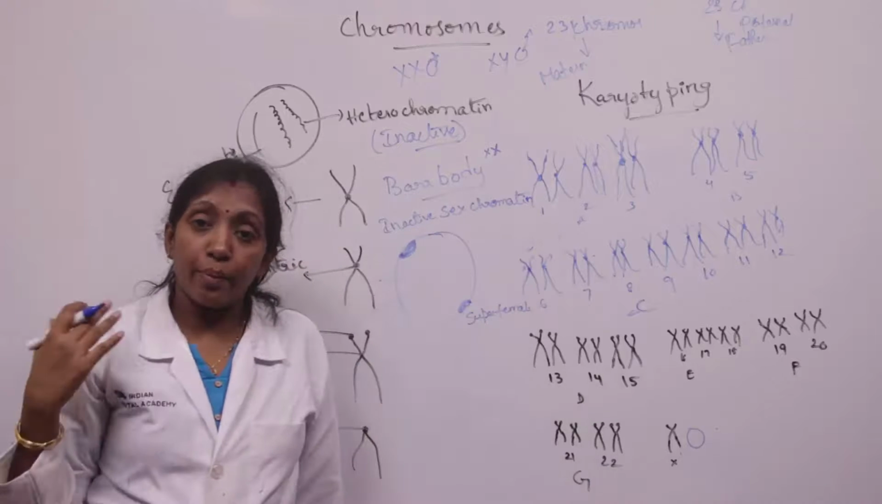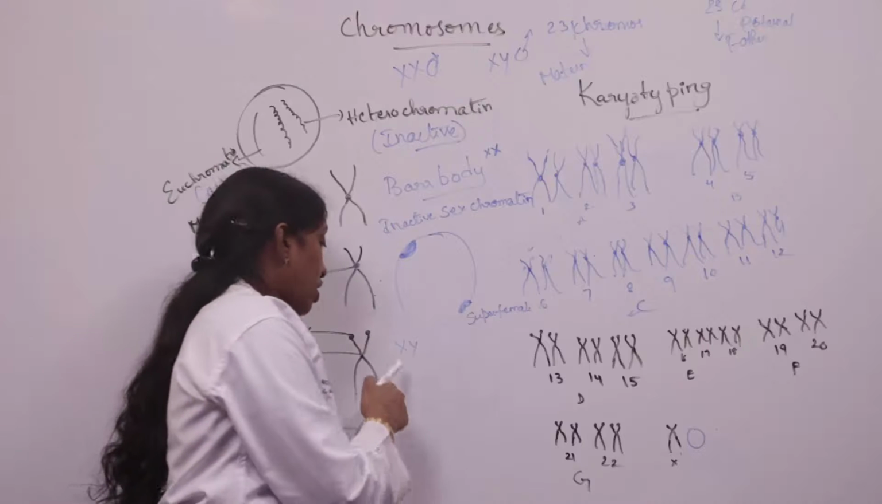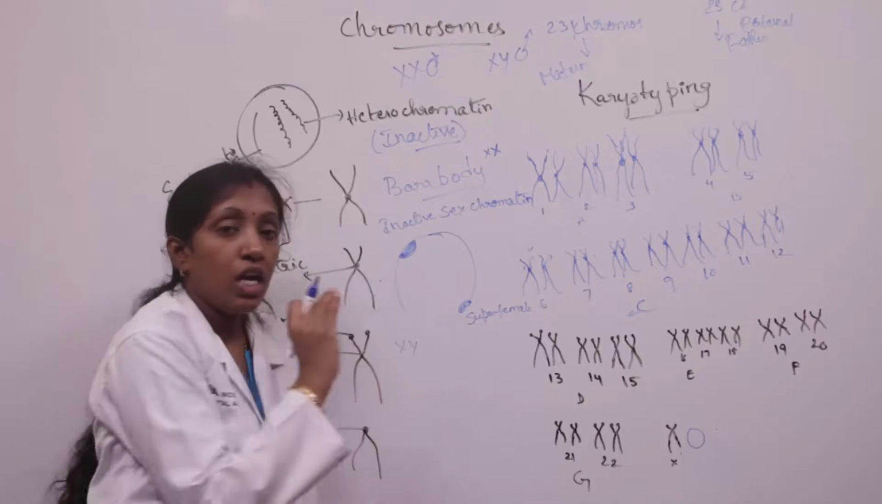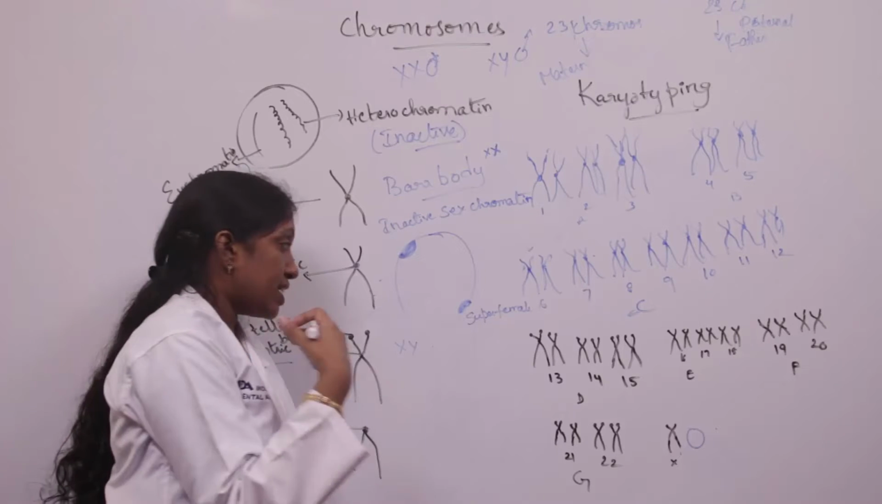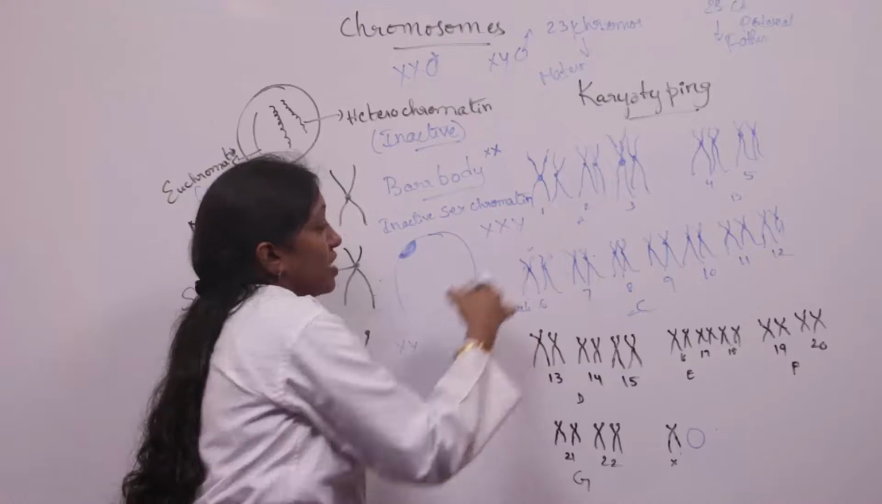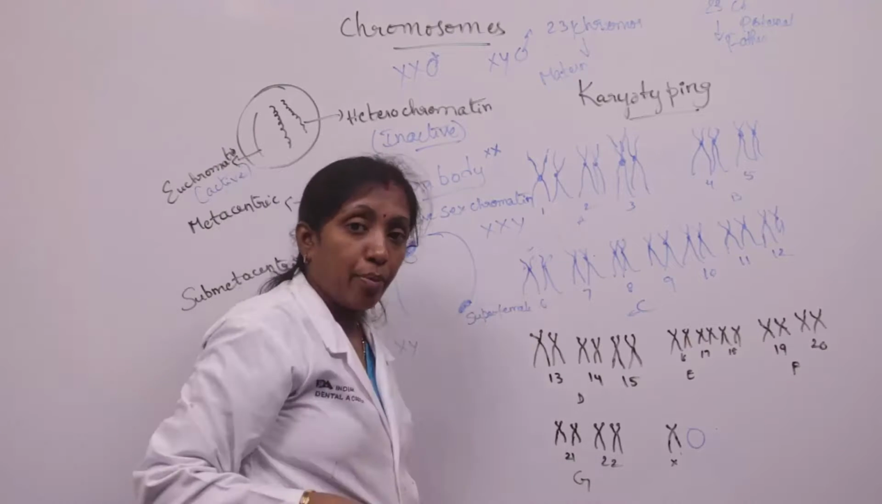In males, the barr body is absent because they have XY chromosomes, right? So out of this, one is an active X chromosome and the next one is the Y chromosome. Usually only in females we are able to see the barr body. For example, in Klinefelter syndrome also, the genotype is XXY, right? So in Klinefelter syndrome also, we are able to see the barr body.